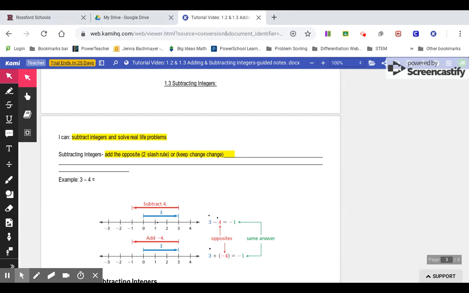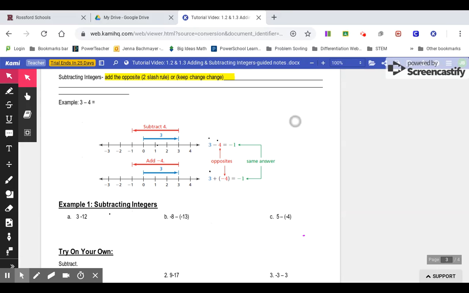Section 1.3, subtracting integers. By the end of this video, you'll be able to subtract integers and solve real-life problems. To subtract integers, you want to add the opposite. We refer to this as the two-step rule or keep, change, change.